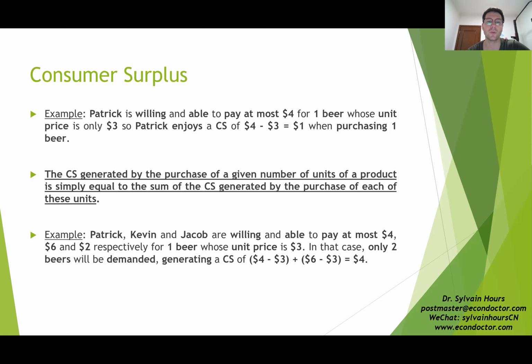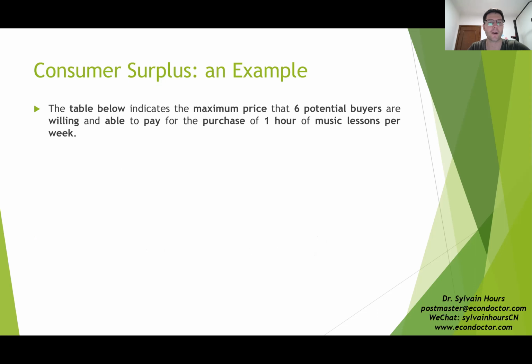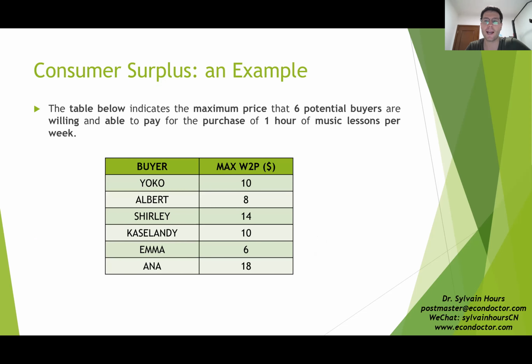So 2 beers will be demanded, and what's going to be the total consumer surplus? 4 minus 3, that's Patrick's consumer surplus. 6 minus 3, that's Kevin's consumer surplus. So we have an overall consumer surplus of $4. All right, I like this example. I feel like it's useful, but it's not very complicated anyway, but I like this example.